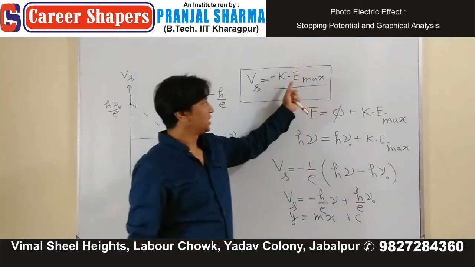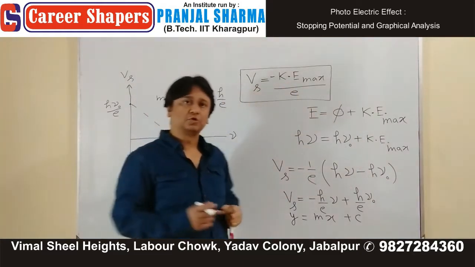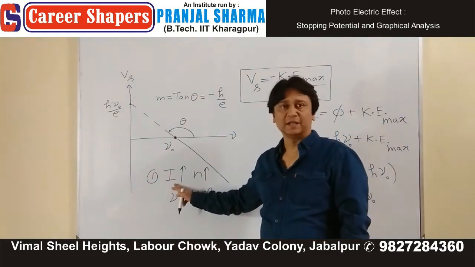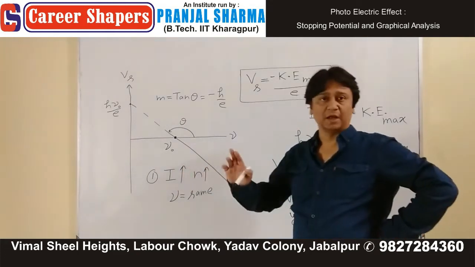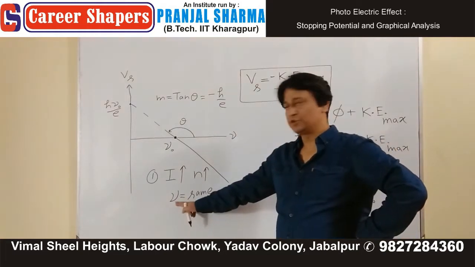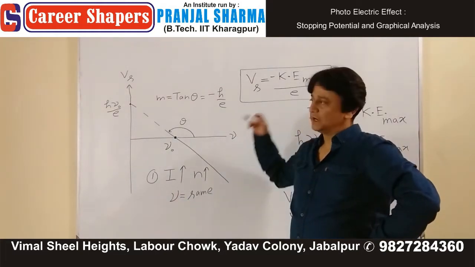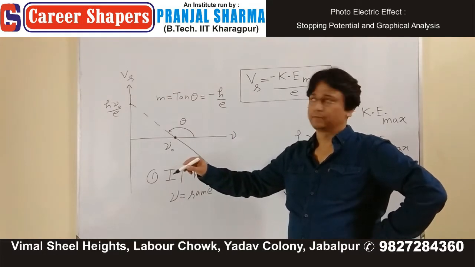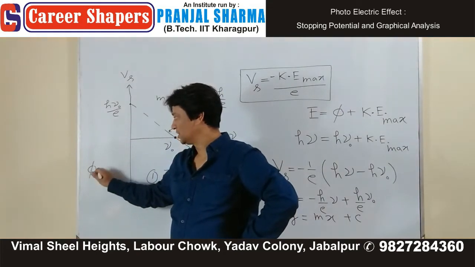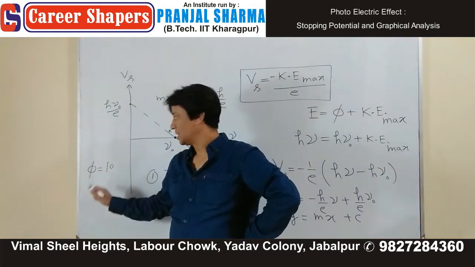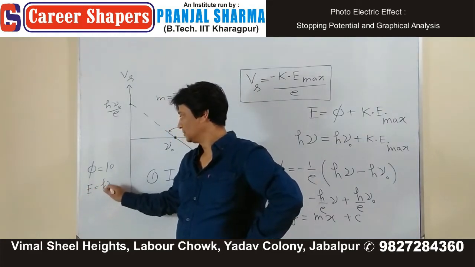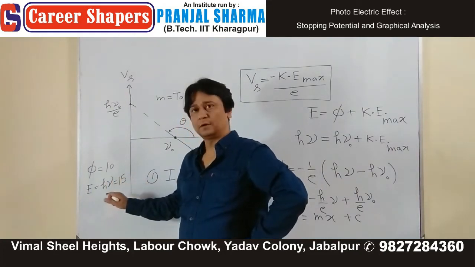If Kemax doesn't change, then stopping potential also remains what? Same. I for intensity, you are increasing intensity by increasing number of photons, N for number of photons, frequency of the light is kept same. Let's say only green photons are arriving. So when green photons are arriving, the concept is something like this. Work function, let's say, is 10 joules. Energy of green photons, h nu, is 15.